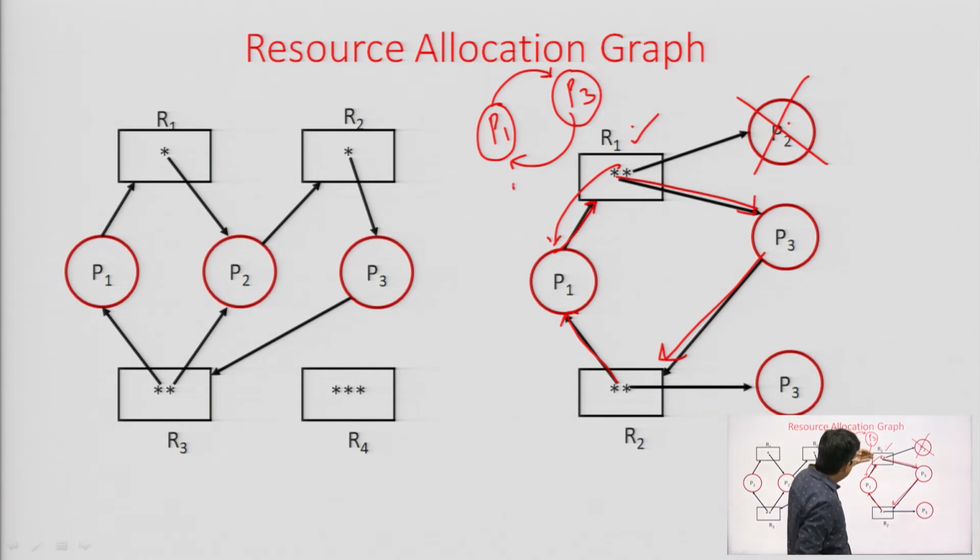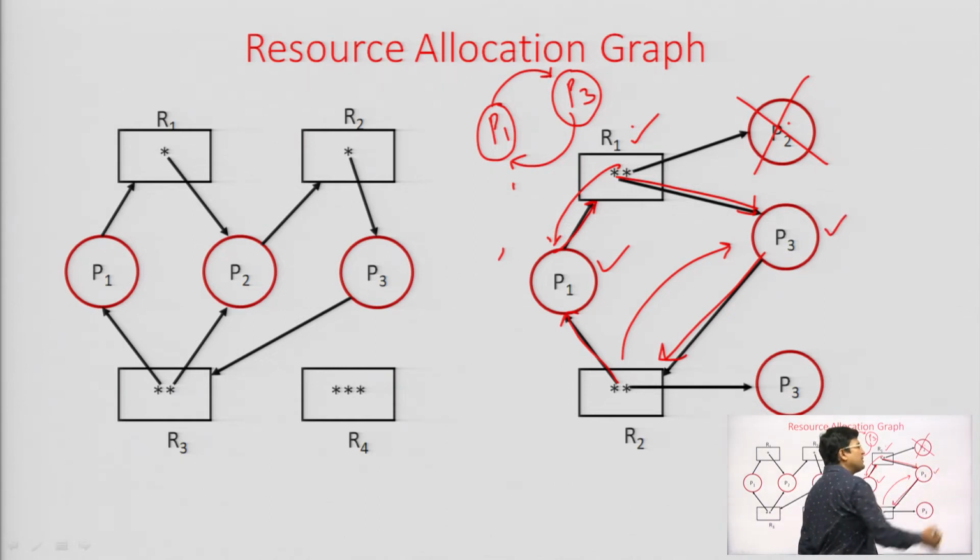Similarly, the R1 resource is allocated to P1, R2 is also allocated to P2. So, P1 will complete. Since P1 completes, it will free the resources R1 and R2. So, the R2 resource, which is a request of the P3 process, can be allocated to P3 process. P3 already has been allocated the R1 resource. Both the requests of P3 have been satisfied. So, P3 can also lead to the completion.